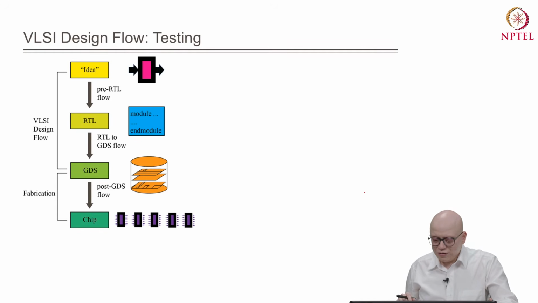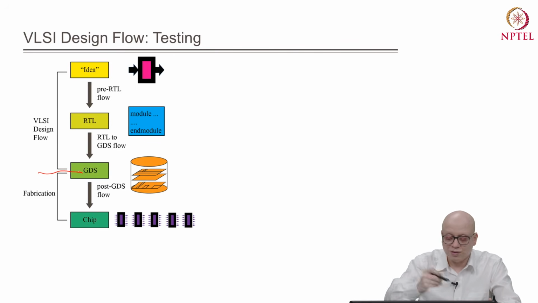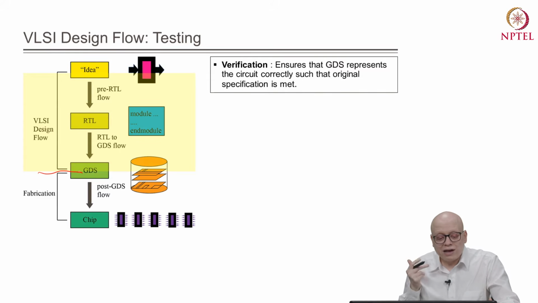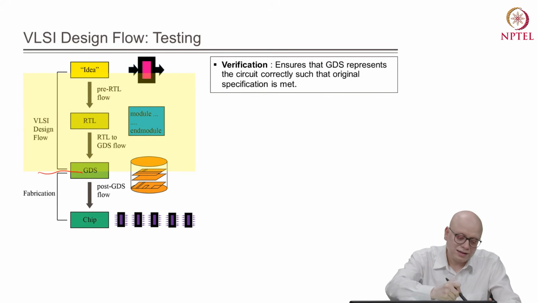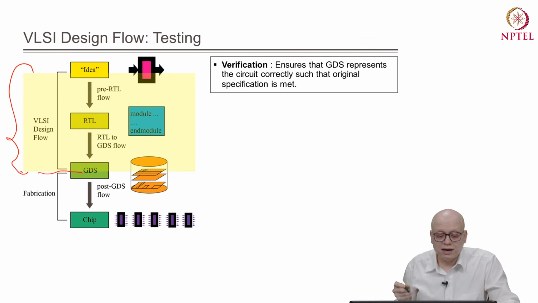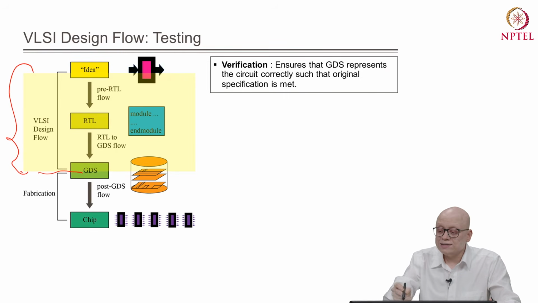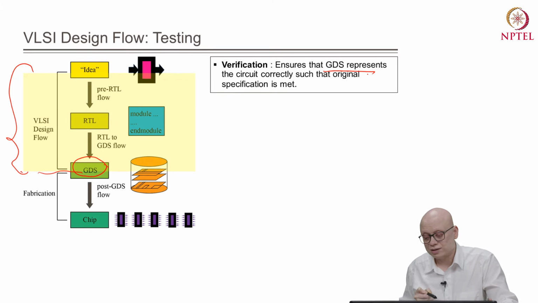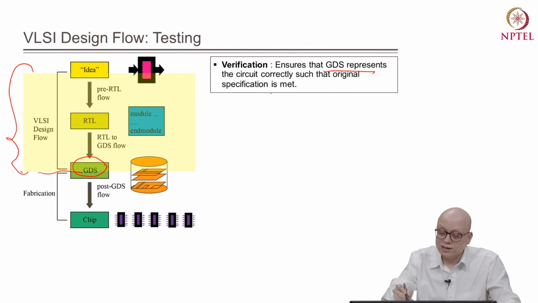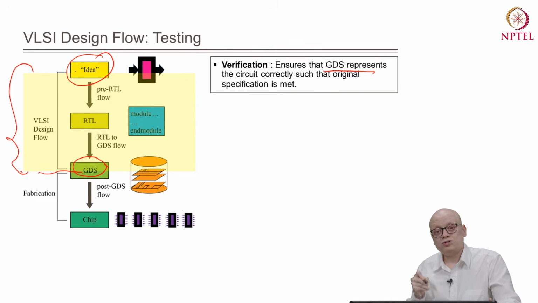So, till now we have discussed the design flow, meaning that we are making changes to our design and we have got the layout, right. So, now we have carried out the verification steps in the designing part, right. And what verification is doing is that it is ensuring that the final layout that we are getting, or the GDS representation of our design or circuit, is correct, such that the original specification is met, right. So, whatever the original specification was, that is met by the layout, right. That is what we mean by the verification task, right.